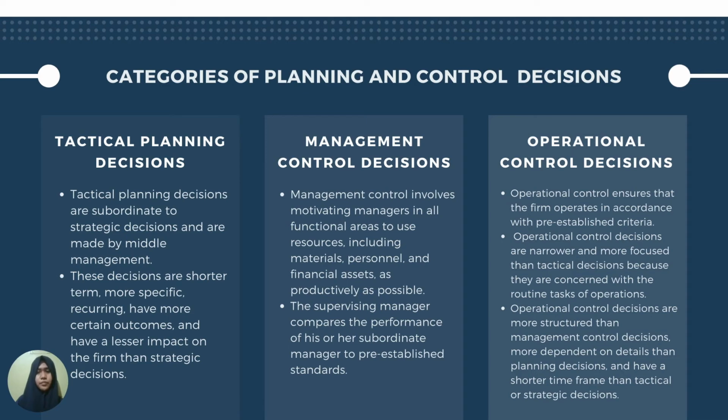So, ganun. Operational control decision ensures that the firm operates in accordance with pre-established criteria. So they are narrower and more focused than tactical decisions because they are concerned with the routine task of operation, and they are more structured than management control decision, more dependent on details than planning decision, and have a shorter time frame than tactical or strategic decisions. So operational control decisions are more focused on the operation process of the firm.